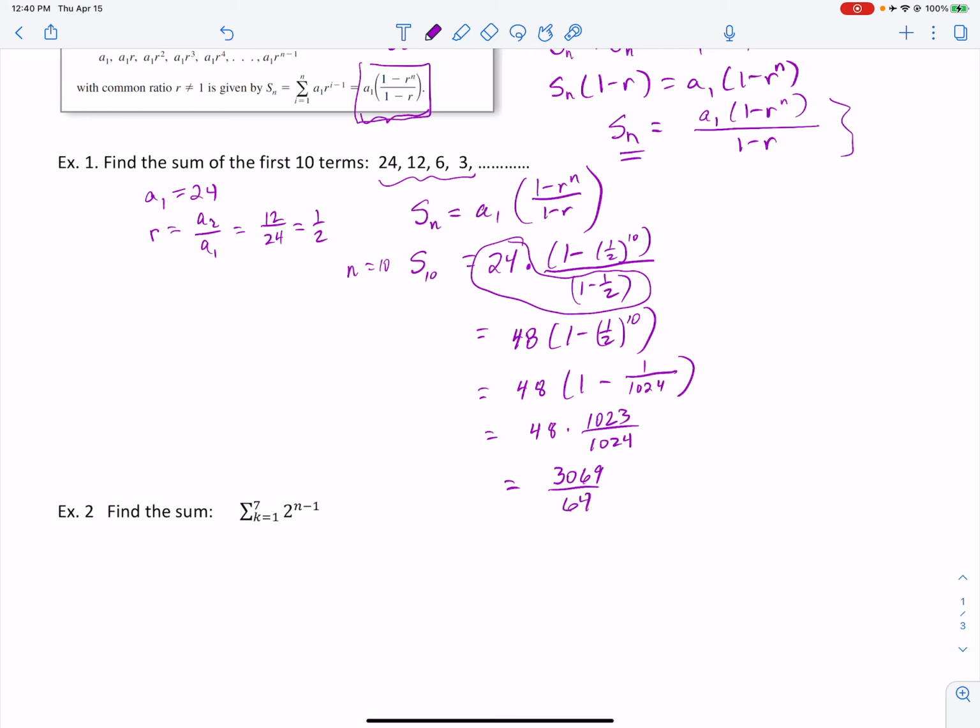Now, in some cases, the sums get so large that we will ask you to approximate to a couple decimal places, but we would like to try to get an exact answer when at all possible. To 2 decimal places, this is 47.95. But see if you can put this into your calculator and get out that exact value of 3,069 over 64.